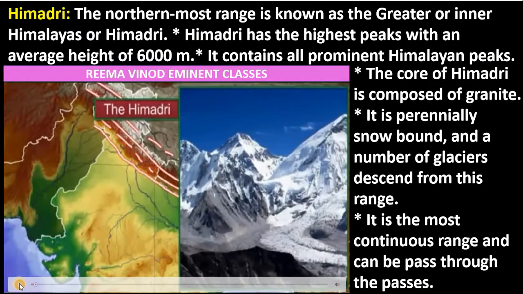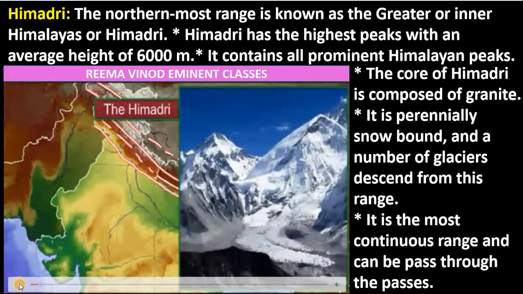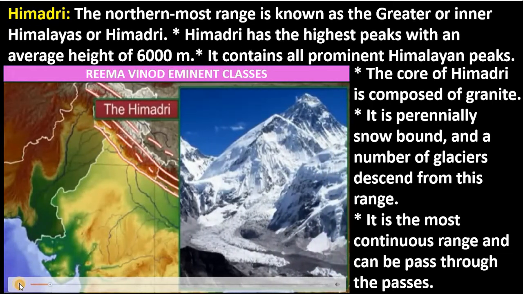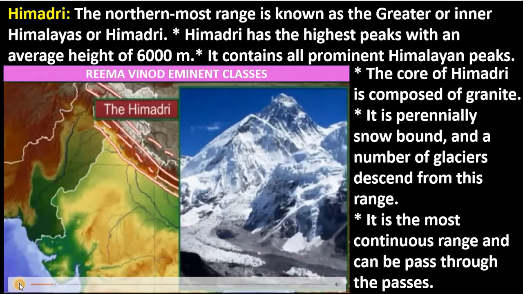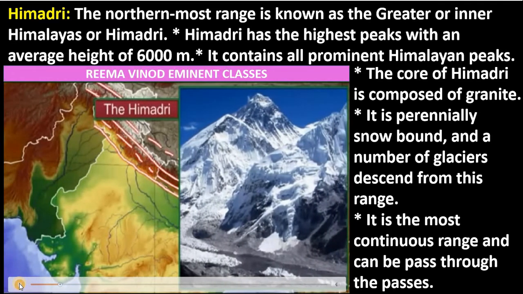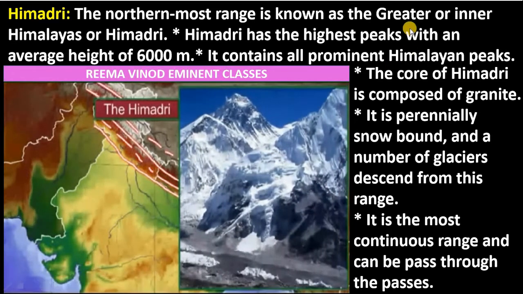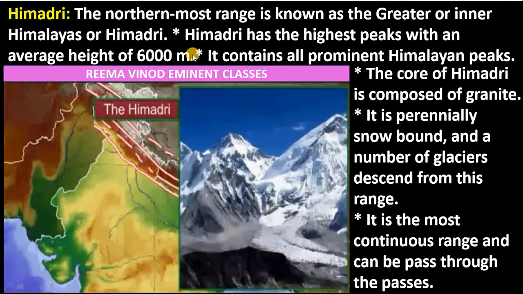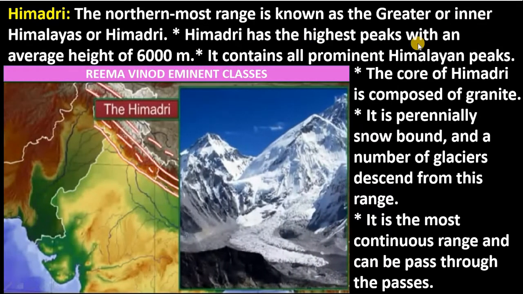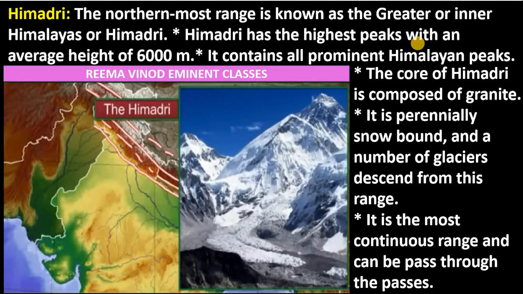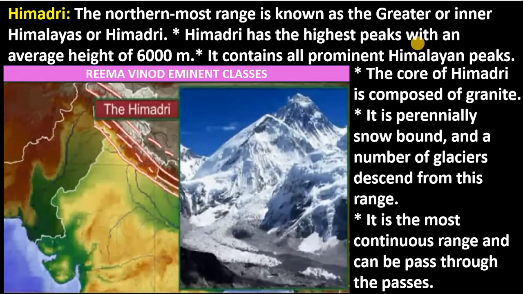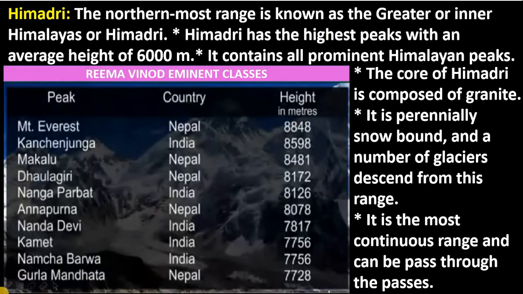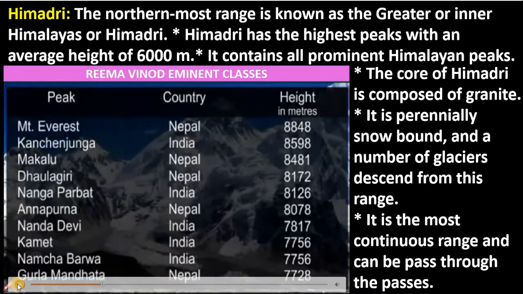Now we will start with the first range of the Himalayan mountains. Himadri is the northernmost range of the Himalayas. It is also known as Greater Himalaya or Inner Himalaya. Himadri has the highest peaks with an average height of 6,000 meters. It contains all prominent Himalayan peaks.